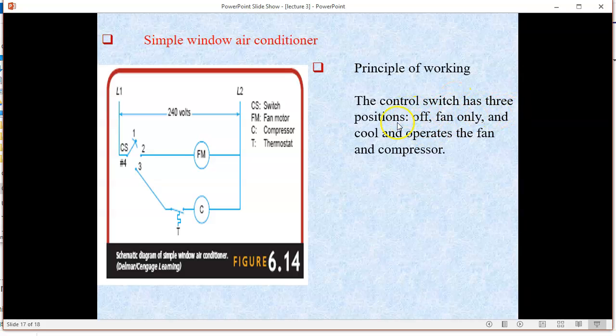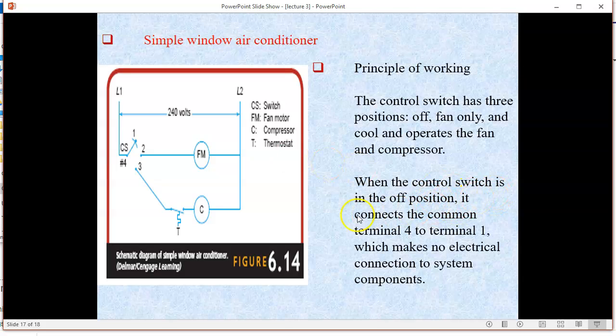The control switch has three positions. This is the control switch: off, fan only, and cold. Fan only and cold operate the fan and compressor. So this is the off position. This is fan only, fan motor only, number 2, and we have number 1. I put it over here, it could operate the compressor and the fan at the same time. Why? It could operate both because it has this arc.